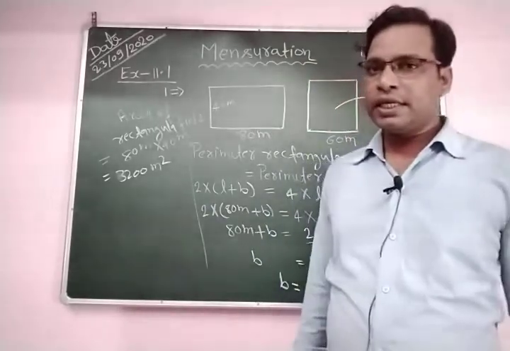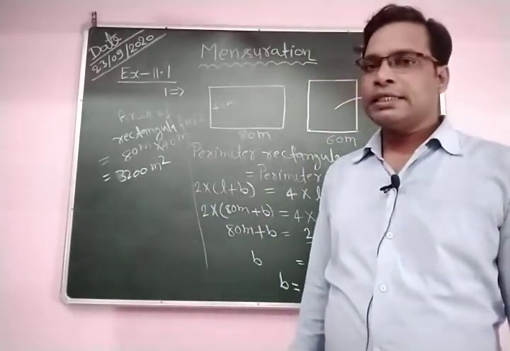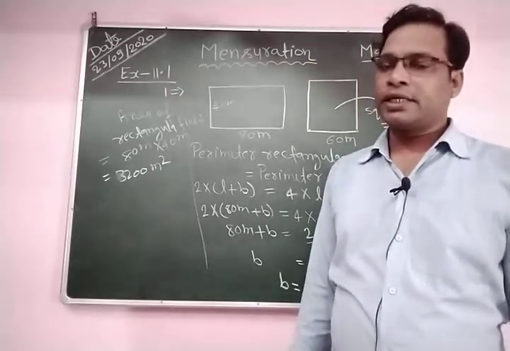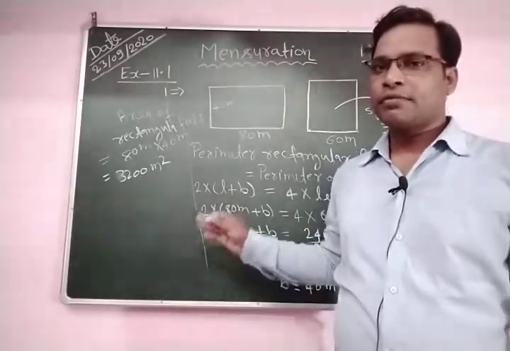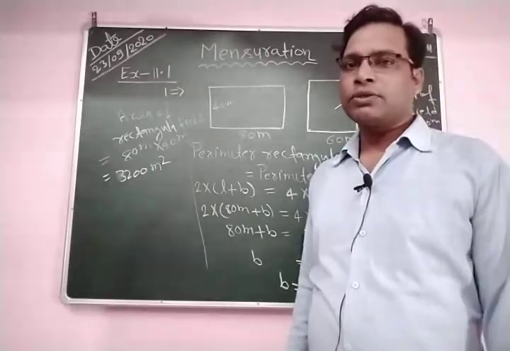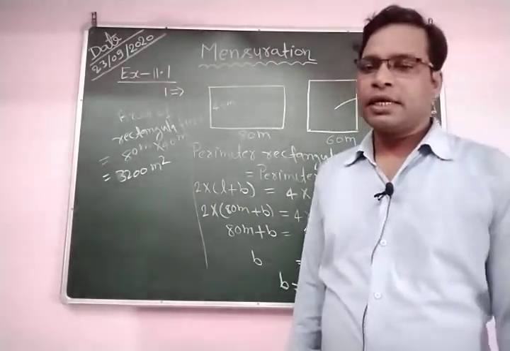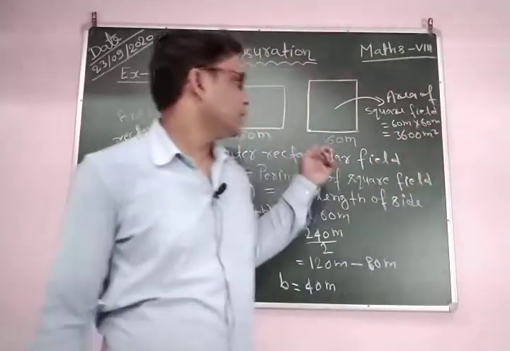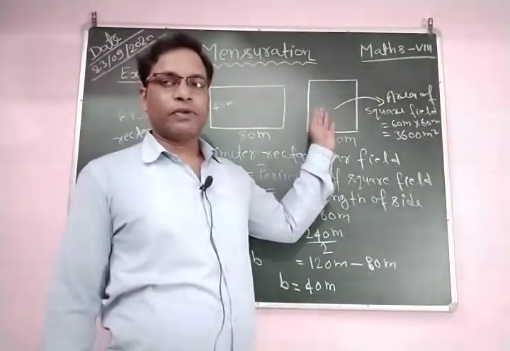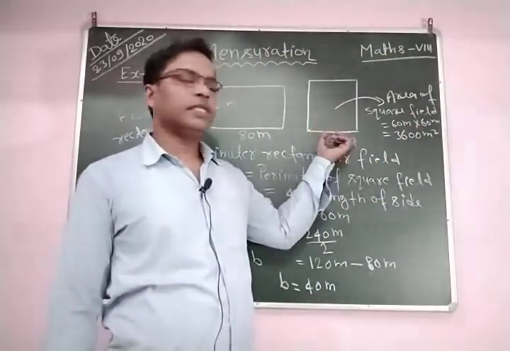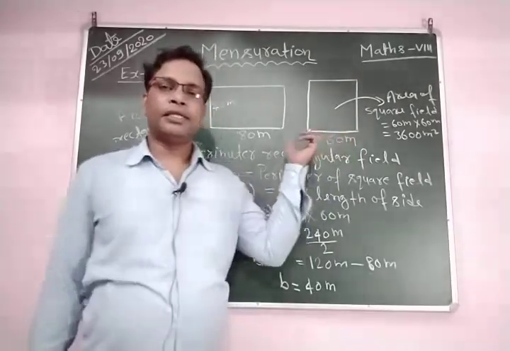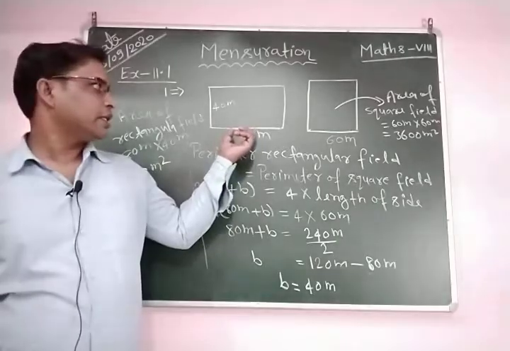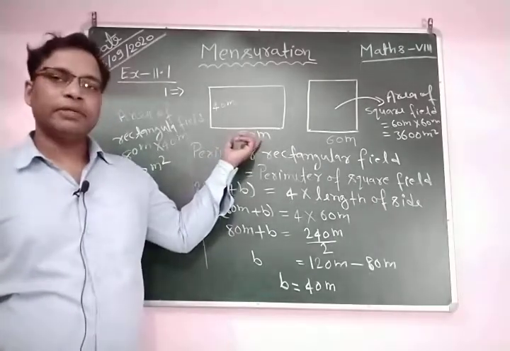So you can see the area of the square field is greater than the area of the rectangular field. So this is clear. Okay. In this question, two figures are given. One is a square field whose side is 60 meter, and the other is a rectangular field whose side is given 80 meters.